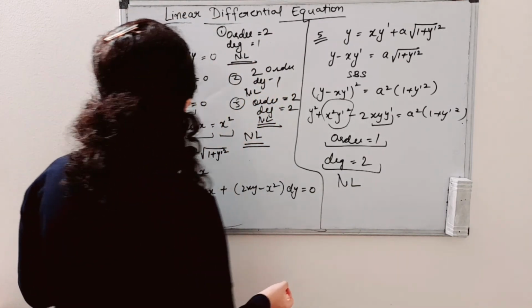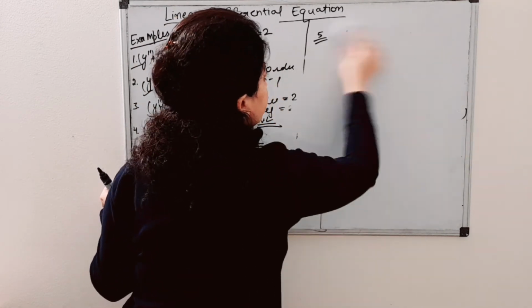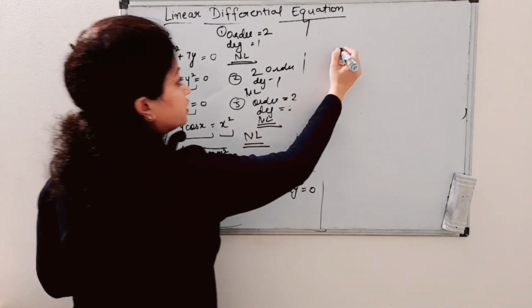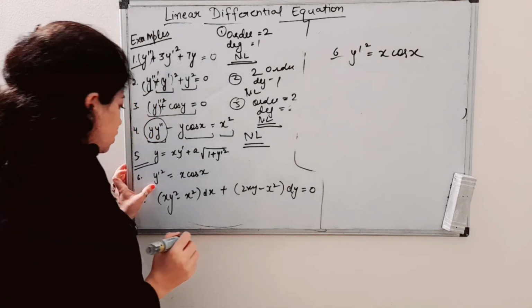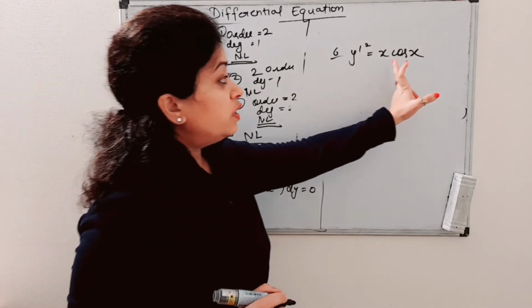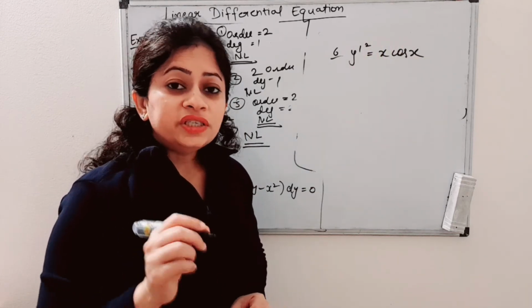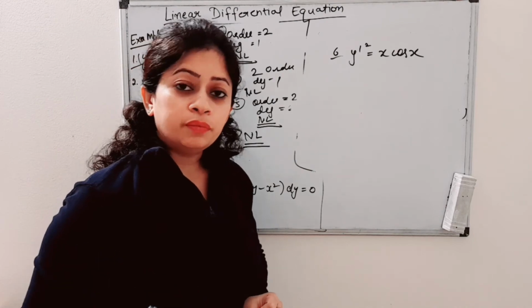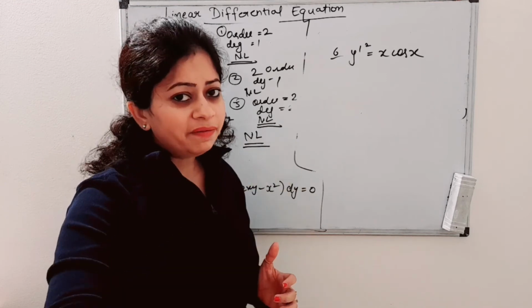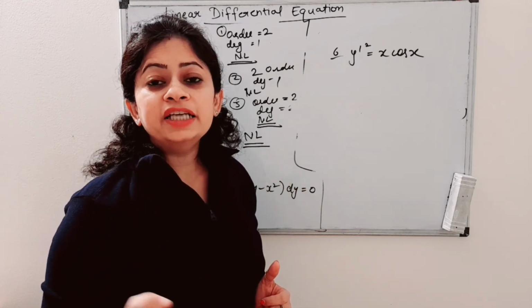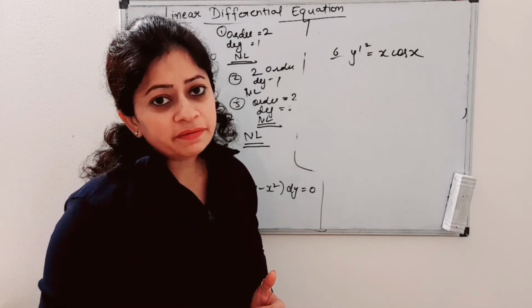Now we come to the next example, example number 6. Example number 6 is y dash square is equal to x cos x. We will not check cos x now, because for a linear equation we check whether it has a product term of the function, which is y, and its derivative, and whether it has powers of the function or powers of derivatives. So we will check these things.